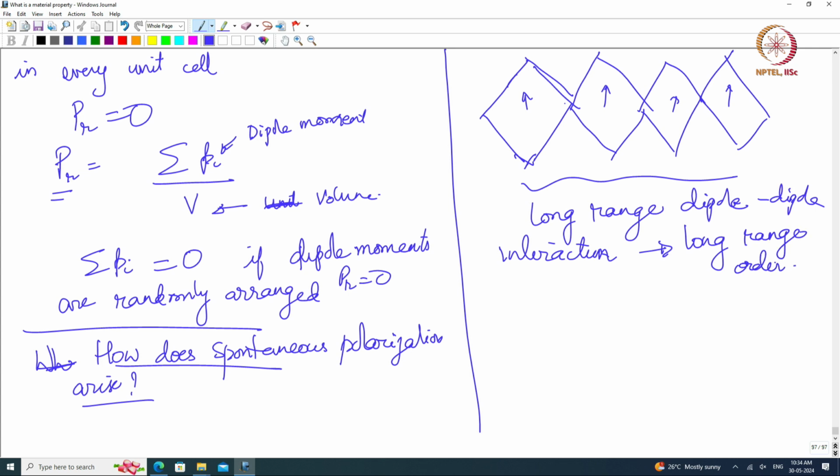Now, if I do my calculation of P equal to sigma p_i divided by V, this sigma p_i is not going to cancel out because I have long range polarization order. So, I have long range dipole order, but that comes because each dipole is interacting with each other, and that is non-zero. So, then there is spontaneous polarization.